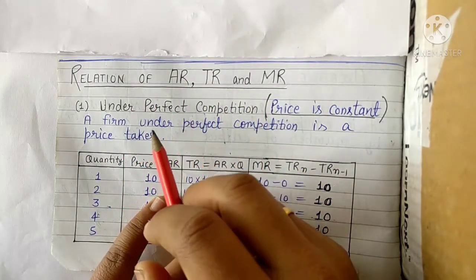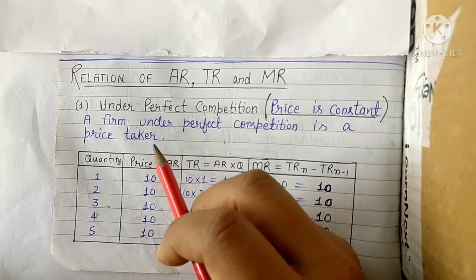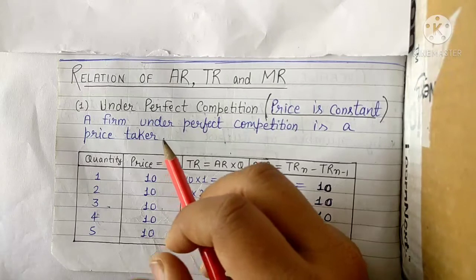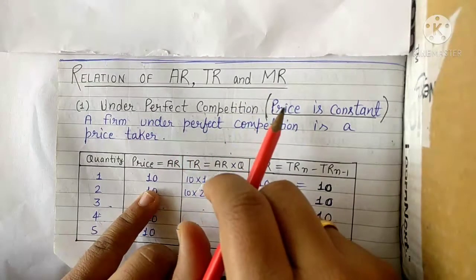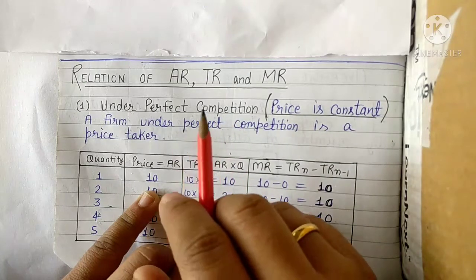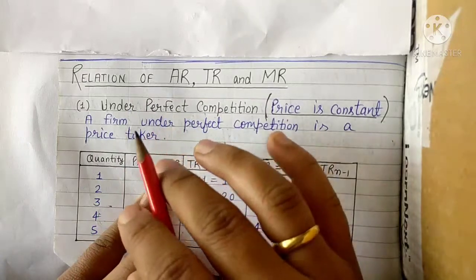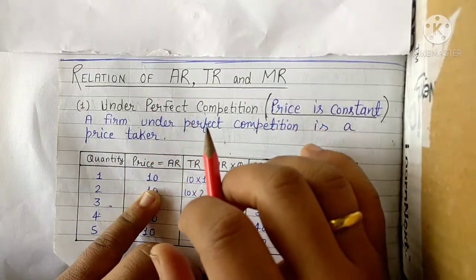Perfect competition is a market where the firm is what? A price taker. So in this case, the price will always remain constant. We will learn more about this topic in our class 12th. So right now just keep in mind that under perfect competition the price is always constant.